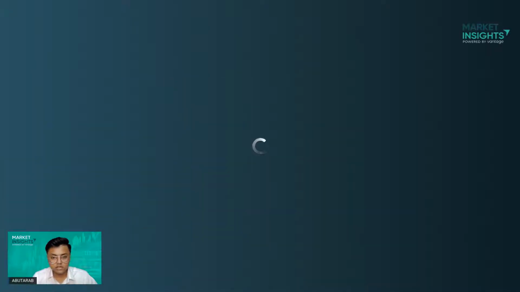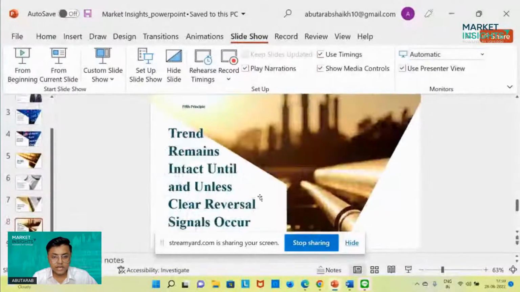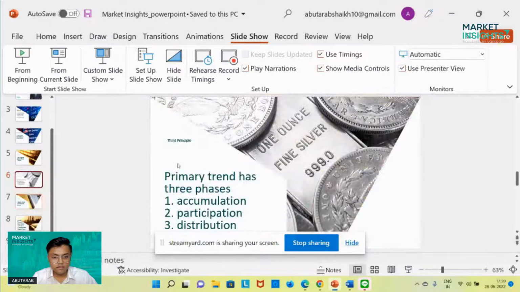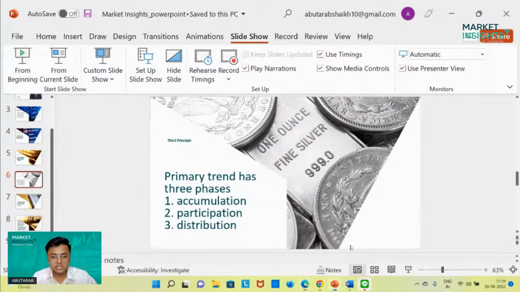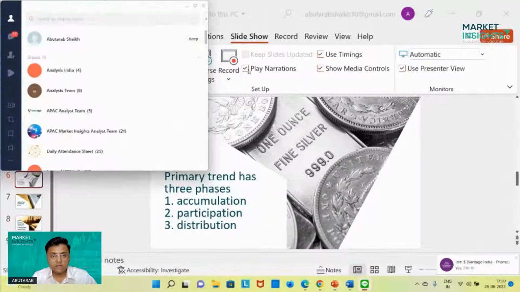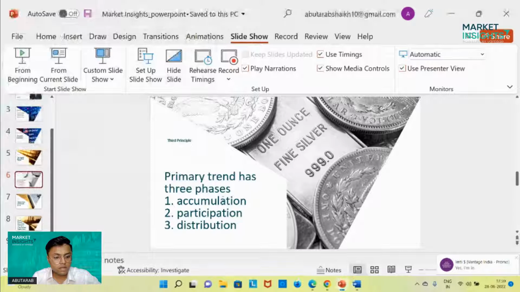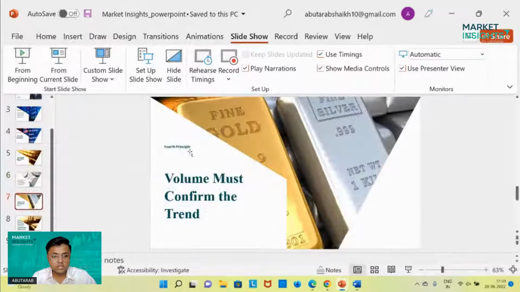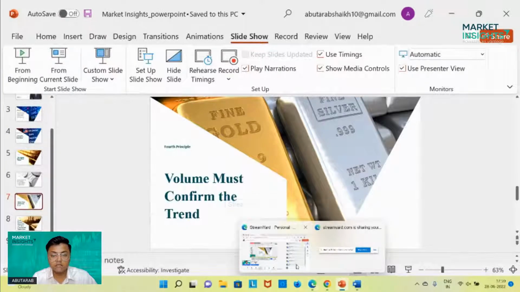Okay, let's just go with this. We already understood that the primary trend works in three phases: accumulation, participation, and distribution. Now we will see that there is going to be a position. The fourth principle, when we are going to learn more about the trend, is that volume must confirm the trend. Volume must confirm the trend.